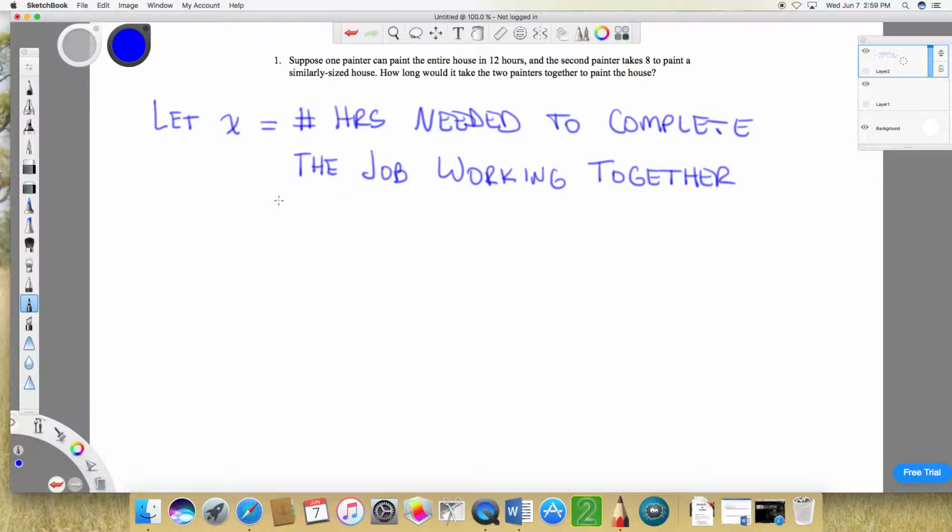The first worker is contributing 1/12 of the job during that first hour. The other worker is completing 1/8 of the job per hour. And so we know that if they work together, if it took them x hours, then 1/12 plus 1/8 must equal 1/x, because 1/x of the job is completed on a per hour basis. So let's get a common denominator of 24x.